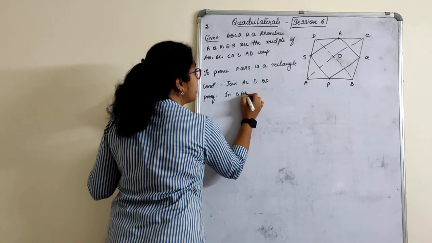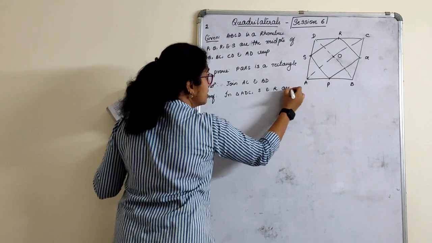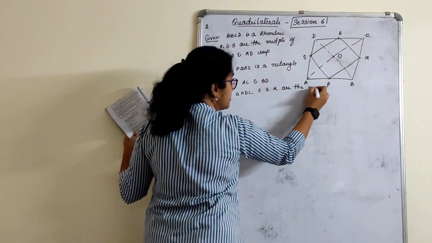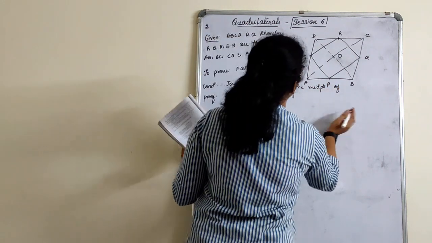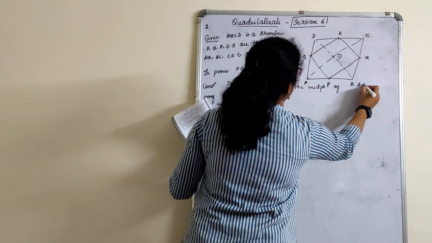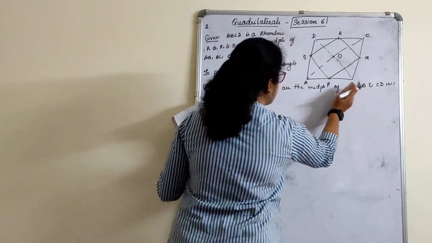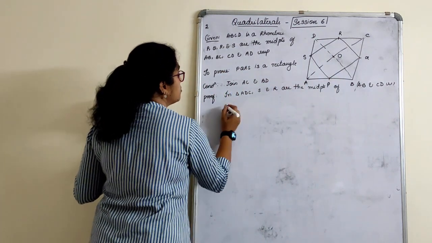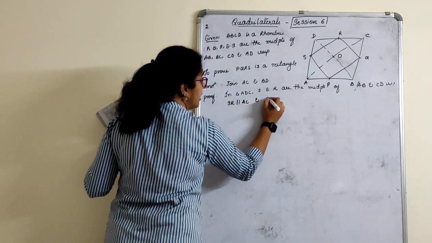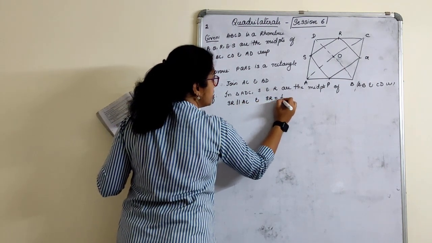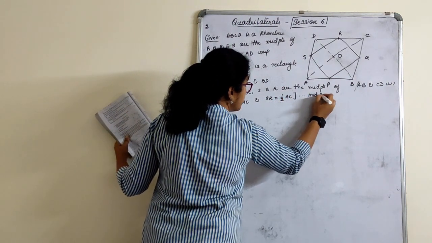In triangle ADC, S and R are the midpoints of AB and CD respectively. Don't get confused within the vertices and this there. So directly I will write SR is parallel to AC and SR is half AC. Reason, midpoint theorem.